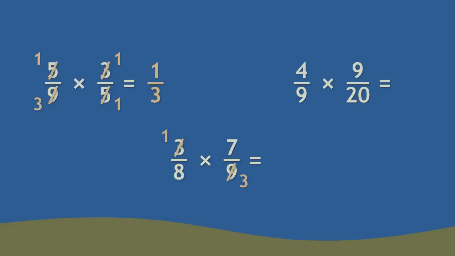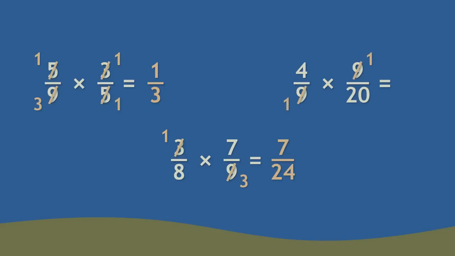Okay, now let's move on to this bottom one. Again, 3 and 9. 3 goes into 3 once, and 9 3 times. And 8 and 7 they do not have a common factor, so those stay the same. So 1 times 7 is 7, and 8 times 3 is 24.